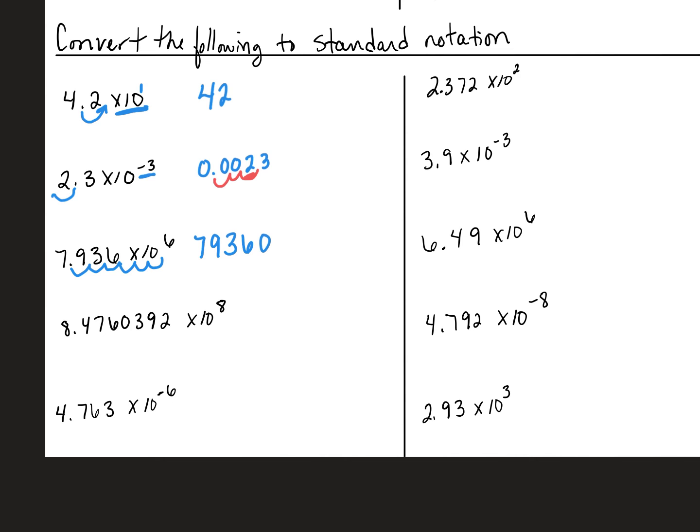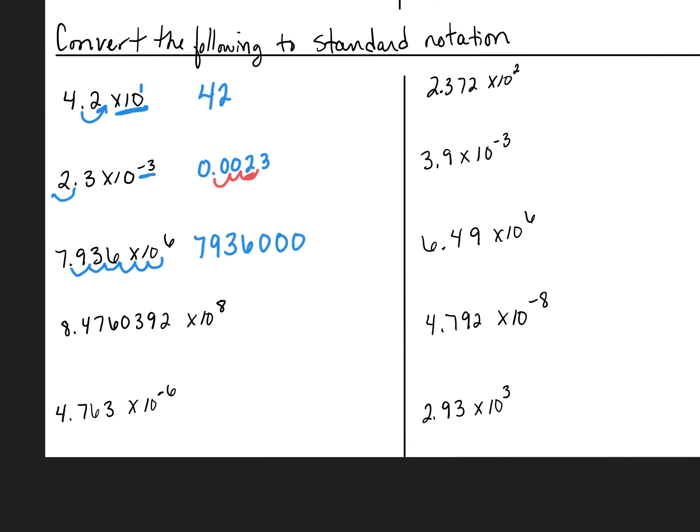6, 0, 0, 0. Now, if we were starting with our decimal point right here, I've moved that over 1, 2, 3, 4, 5, 6 times, but it's not there. So let's see, there we go. That is our final number.